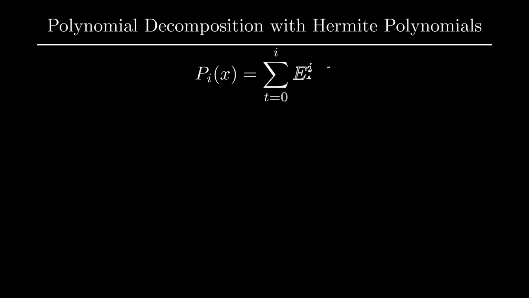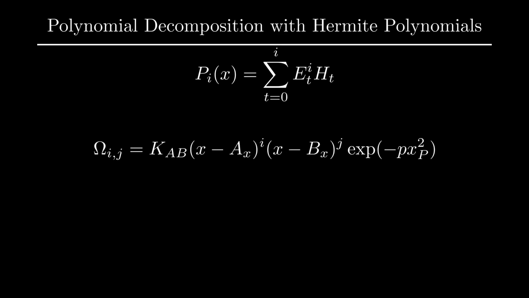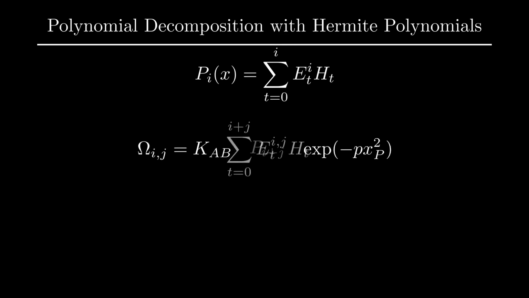Putting what I just said into a formula looks like this, where p is any polynomial and E are the expansion coefficients. i is the order of the polynomial and t the order of our Hermite polynomials. I want to repeat our observation from before. The overlap distribution looks like a polynomial of degree i plus j times an exponential function, which means that we can decompose the polynomial part into a sum of Hermite polynomials.